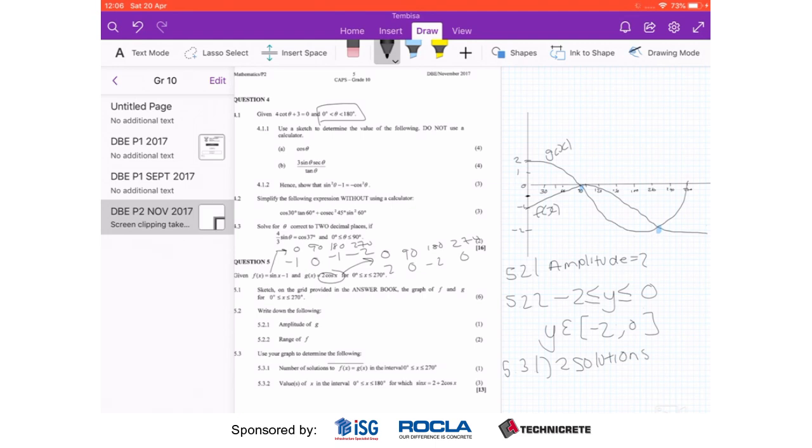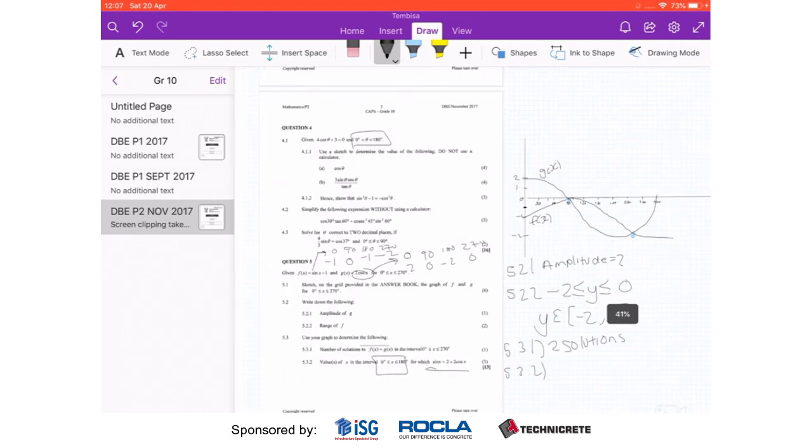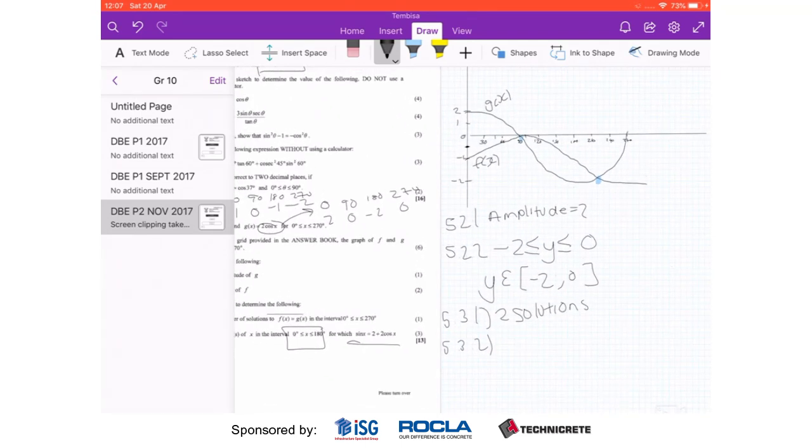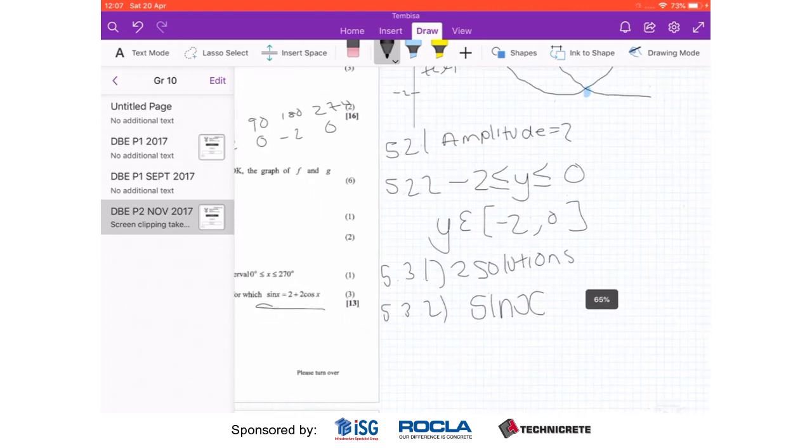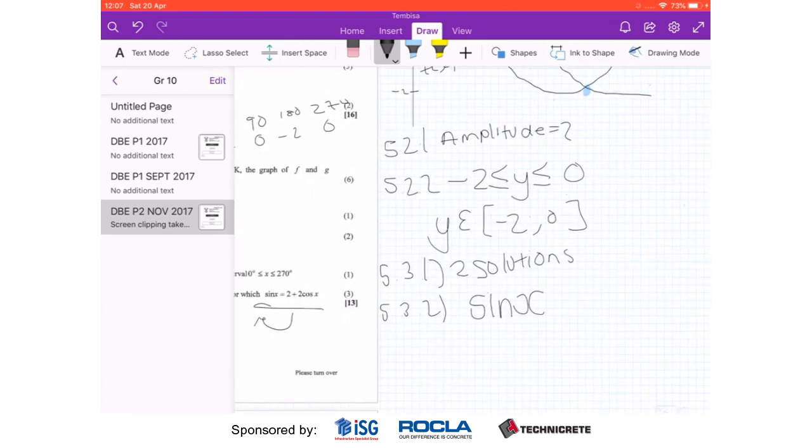Then the next question says the values of x in the interval of only between 0 and 180, for which sine of x is equal to 2 plus cos x. Okay, now our graph is not sine x, it's sine x minus 1. So in this question they're asking where's sine x. I'm going to manipulate this question. I'm going to change it. I'm taking the 2 to the other side because that makes more sense to me.